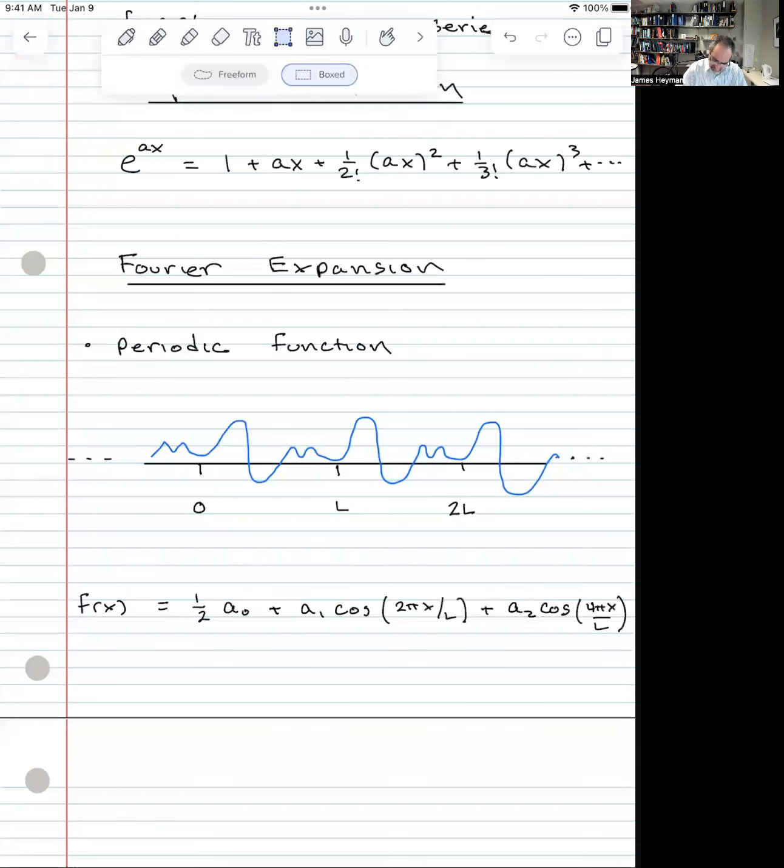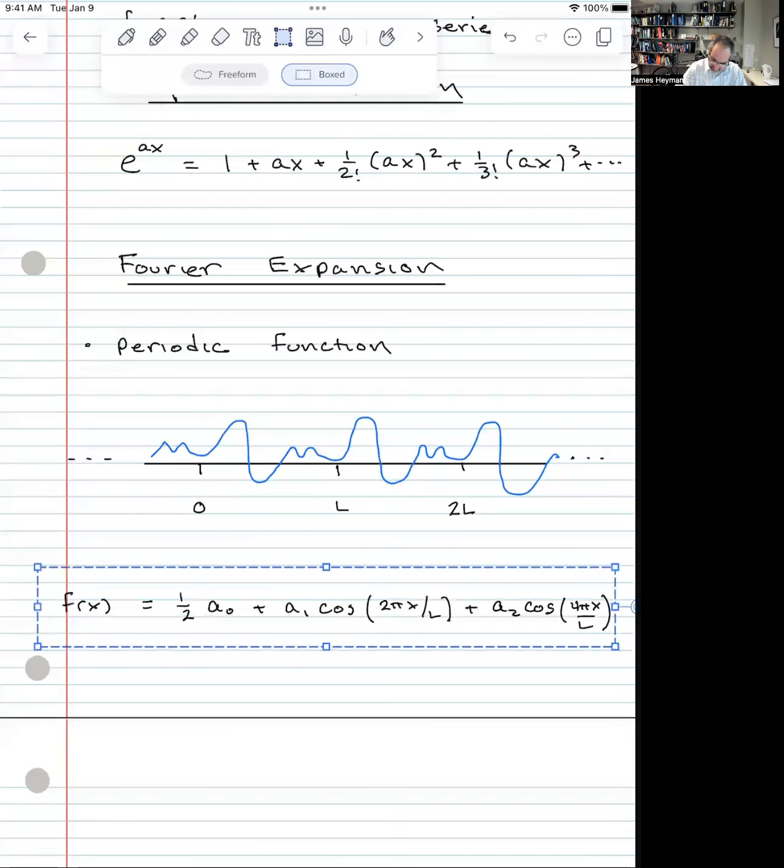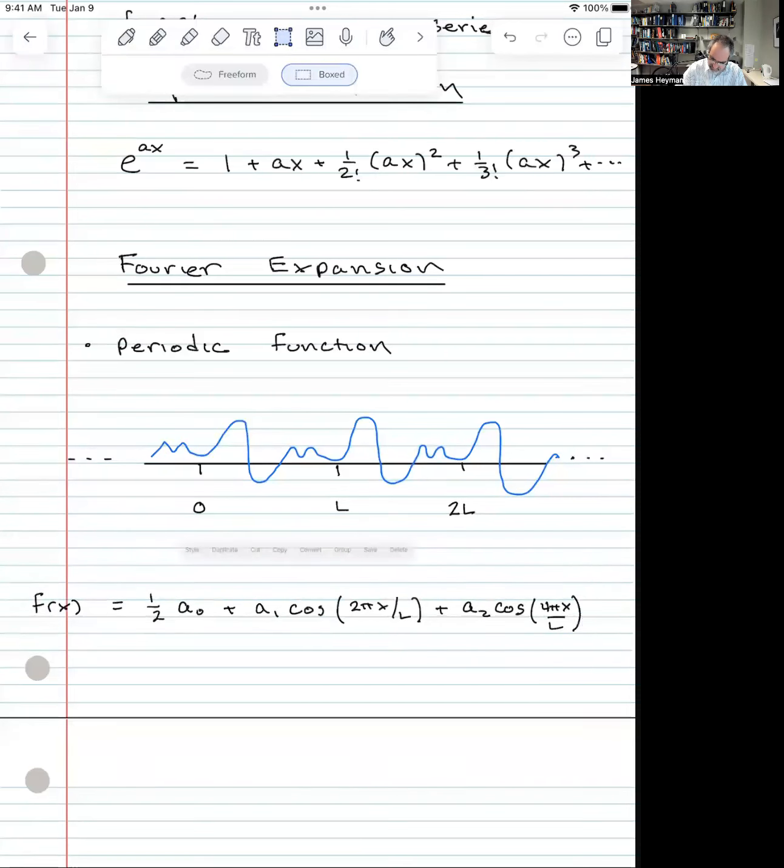Oops, I didn't leave myself enough room here. I'm just going to move this over a little bit. All I need to let you know is that this series continues. So it's equal to a constant plus a series of cosine terms plus a series of sine terms.